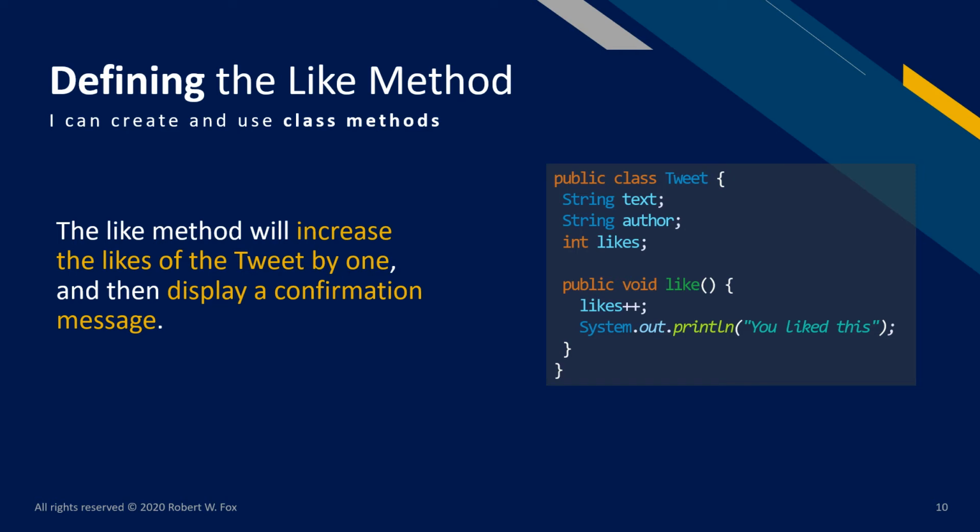And what the method does very simply is it adds 1 to the number of likes, and it displays a confirmation message that you like this. The one thing I want you to notice before we move on is how the likes++ method actually is affecting the instance data of the object. So when we like this tweet, its likes variable will increase by 1. And it's very common for an object's methods to alter the instance data of the object.